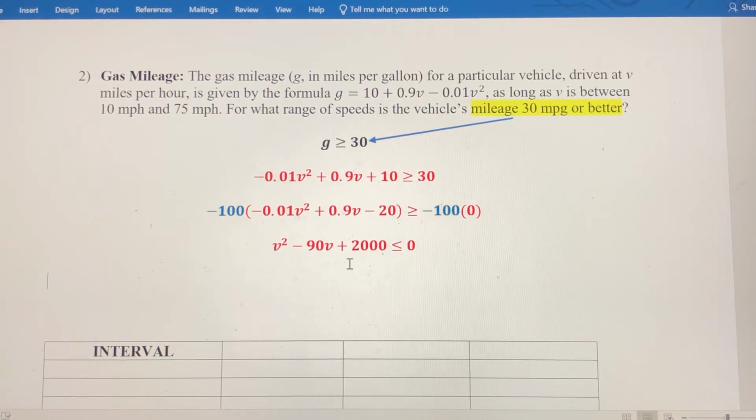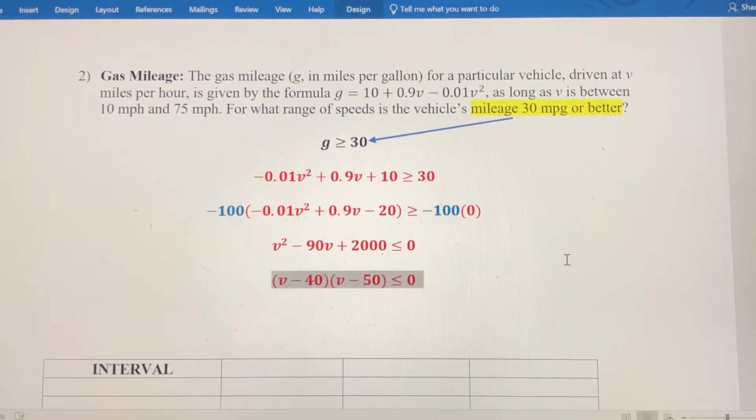You can always use the quadratic formula. You could have done that here. You could do that here. Doesn't matter, okay? But this can pretty easily be factored. Factors of 2,000 that combine to be negative 90 are going to be negative 40 and negative 50. So I can factor this pretty easily: v minus 40, v minus 50, okay?